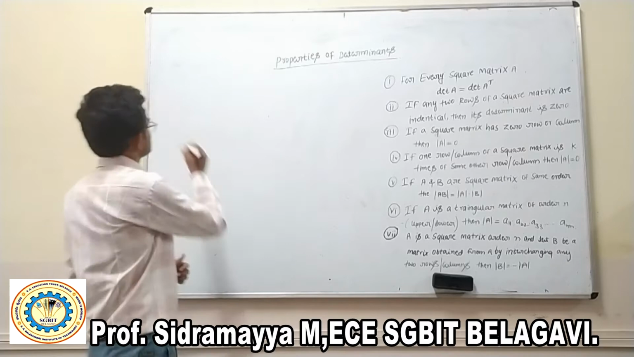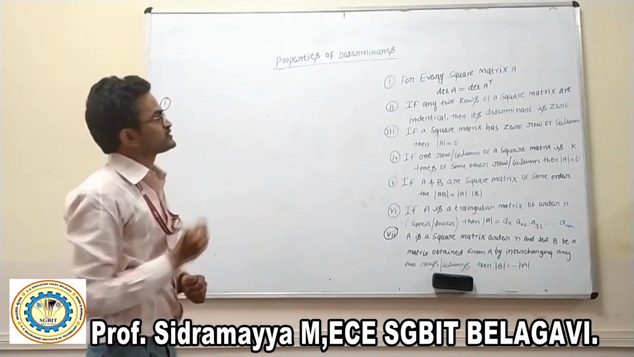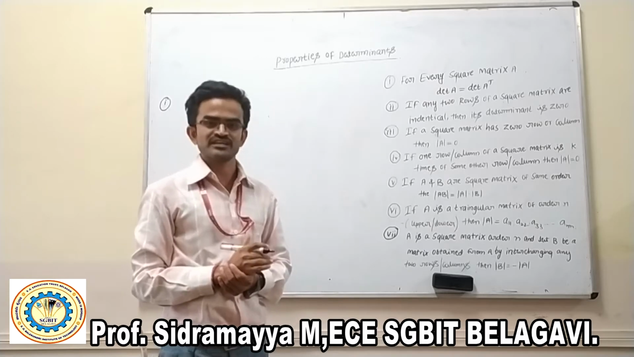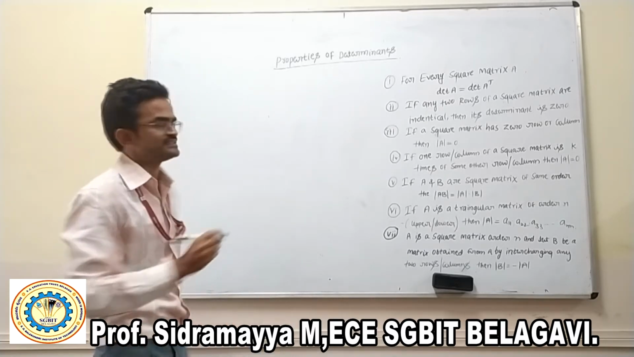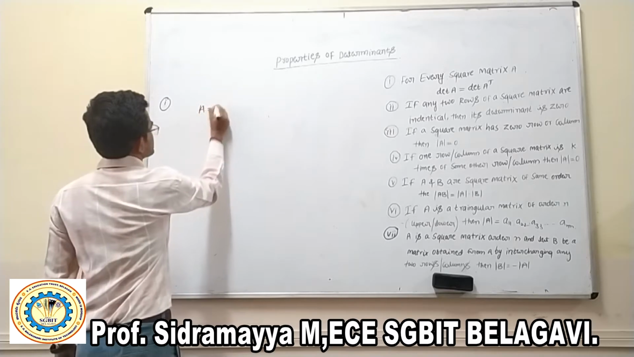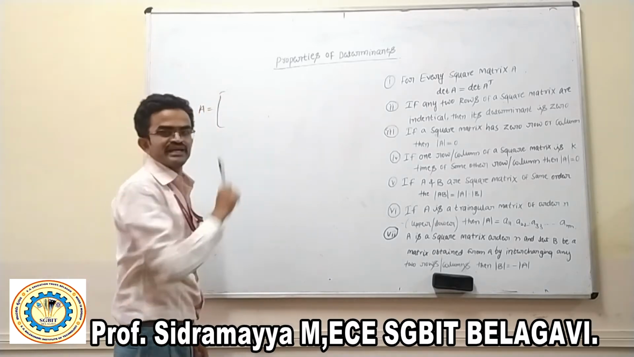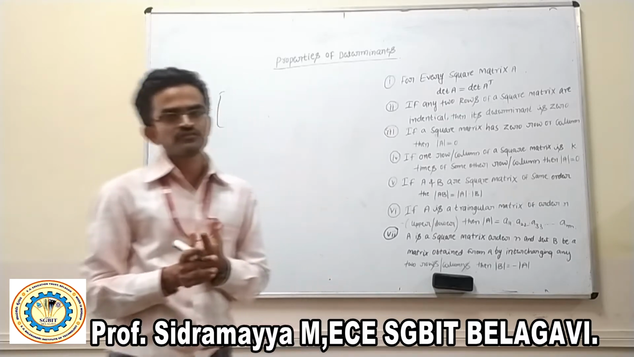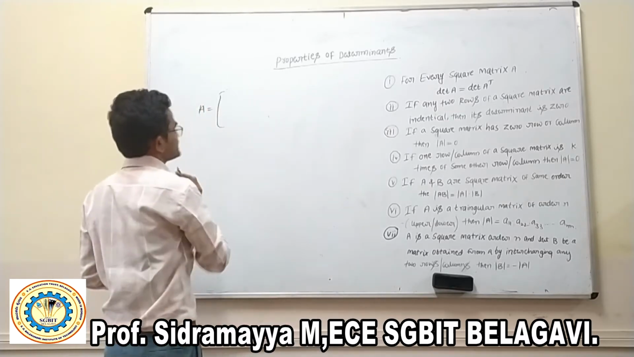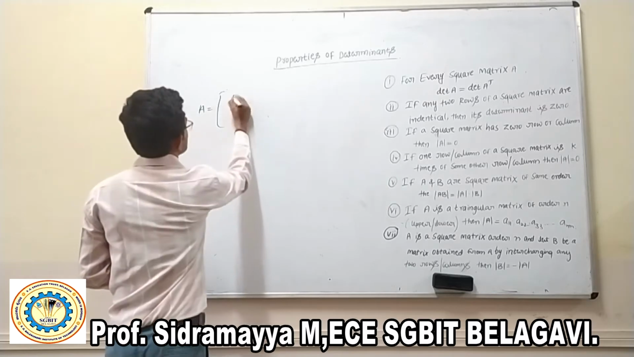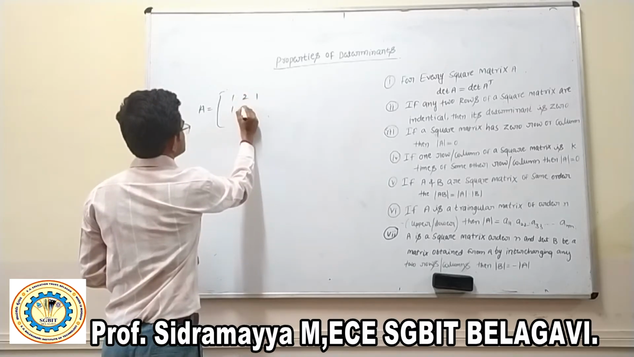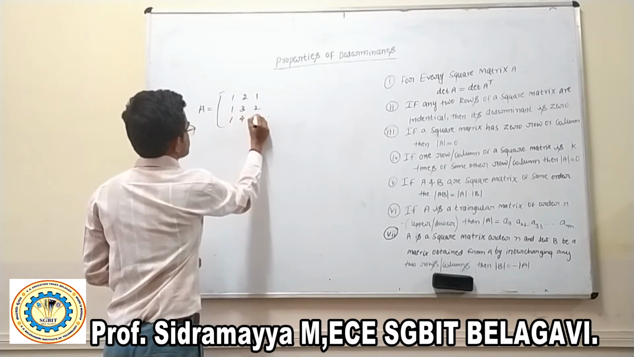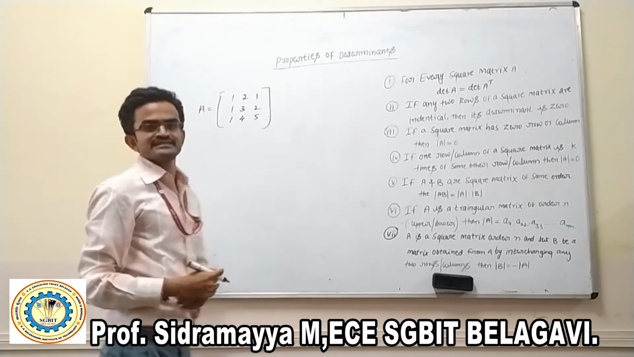So first, consider the first one. For every square matrix, determinant of A is equal to determinant of A transpose. I consider one matrix here, a 3 cross 3 matrix. It should be a square matrix. Square matrix means 2 cross 2 or 3 cross 3 or 4 cross 4. I consider a 3 cross 3 square matrix A: 1 2 1, 1 3 2, 1 4 5. So consider this is a matrix.